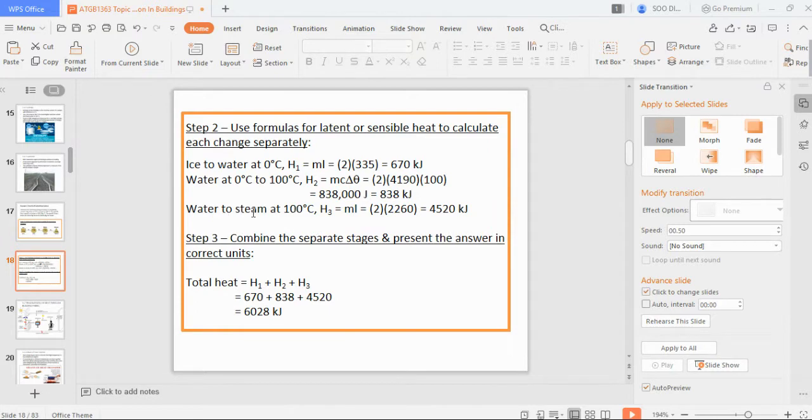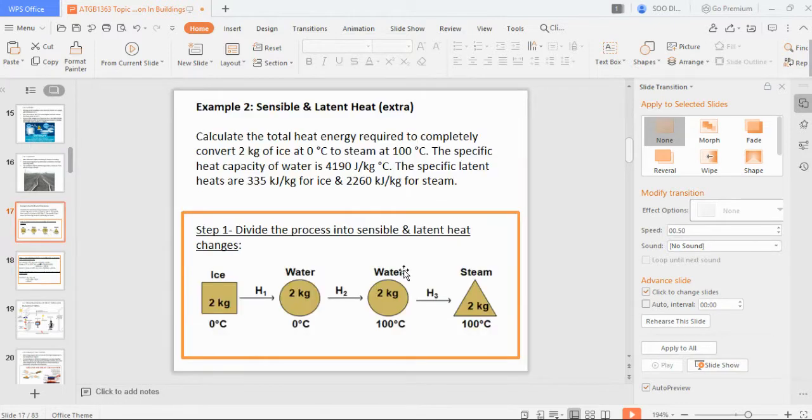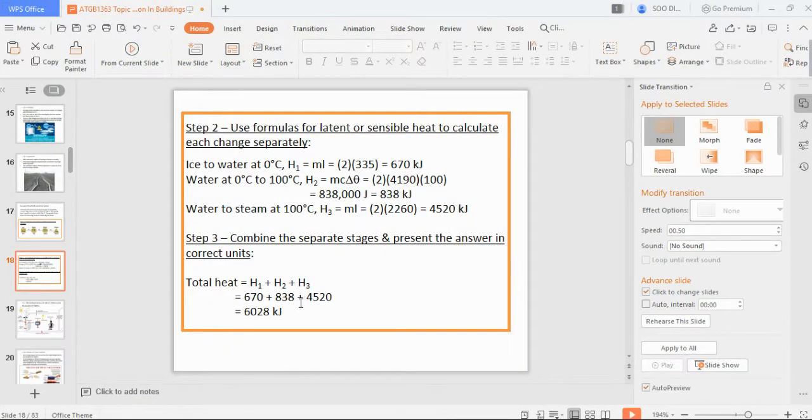And then you do that for water at 100 degrees to steam and you will get another value. With that, you just add them together and you'll get the total heat required to completely convert this 2 kg of ice into steam, which is 6028 kilojoules.